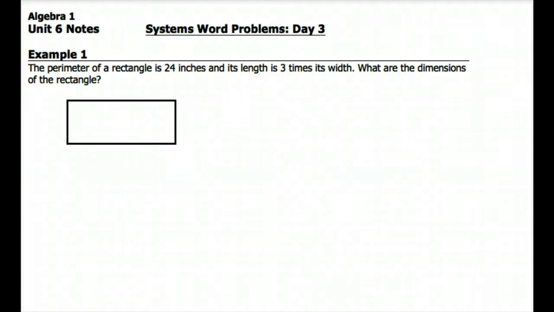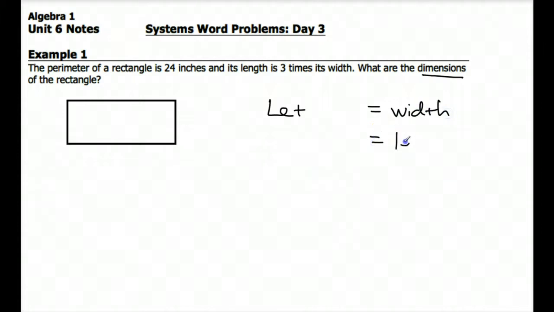And so for your let statements, we want to find the dimensions of a rectangle. Dimensions of a rectangle are going to be the length and the width. So I want one let statement to be my width and the other one to be my length. Okay, so you can use a W and an L if you'd like to. Just for ease, since we're used to using X's and Y's, I'm just going to go ahead and let X be my width and then Y is going to be my length.